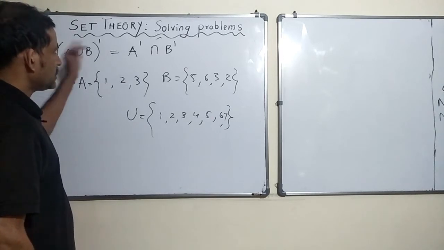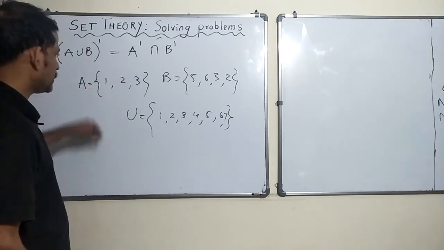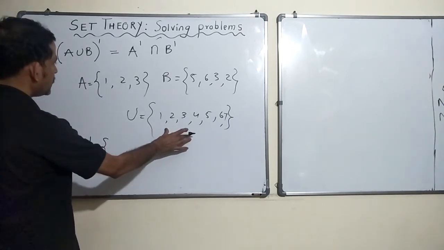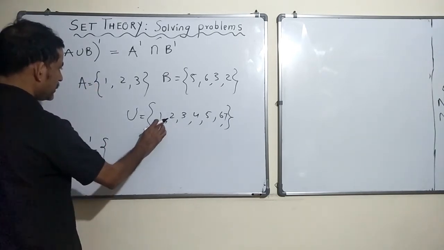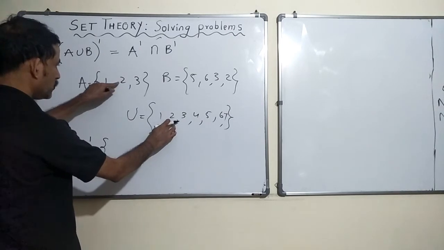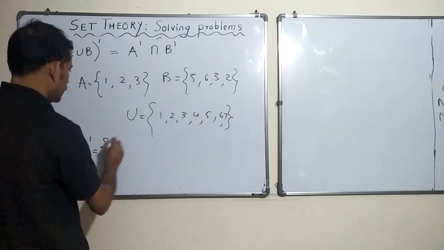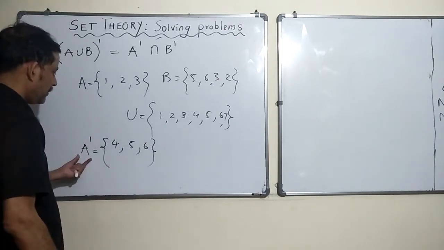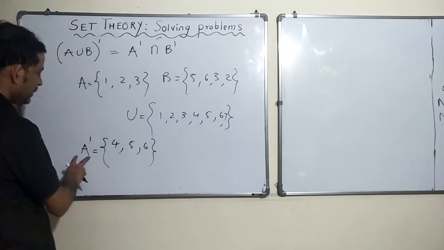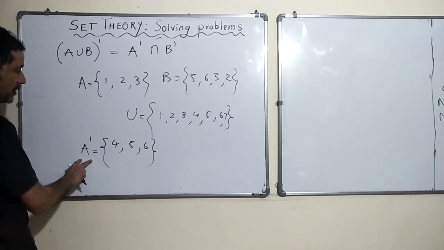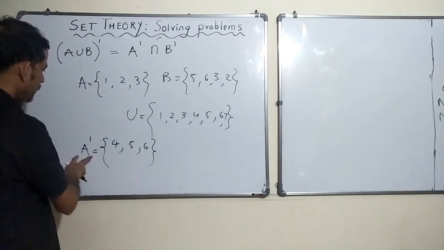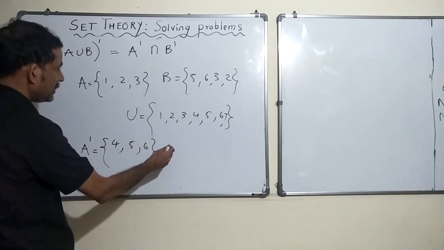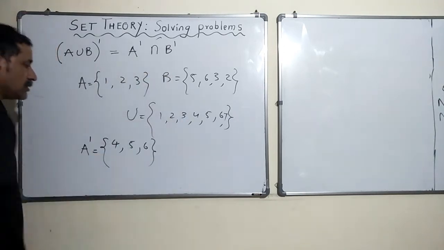Similarly, this is the LHS. Find out the RHS. A dash. A dash is nothing but all the elements which are in the universal set but not in A. So 1 is here, 1 is here, I will not take it. 2, 2, 3, 3, no. 4 is here, 4 is not here. So 4, 5, 6 is the value of A complement, right? A is 1, 2, 3, A dash is 4, 5, 6. Okay. Similarly, find out for B dash and then you see whether LHS is equal to RHS.